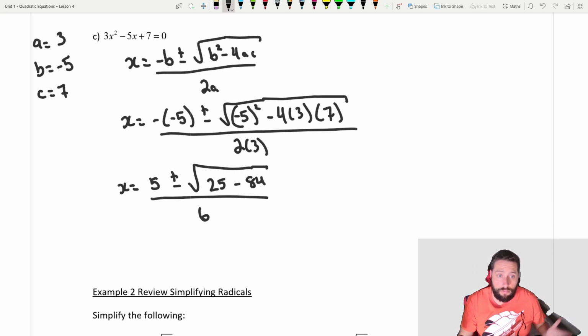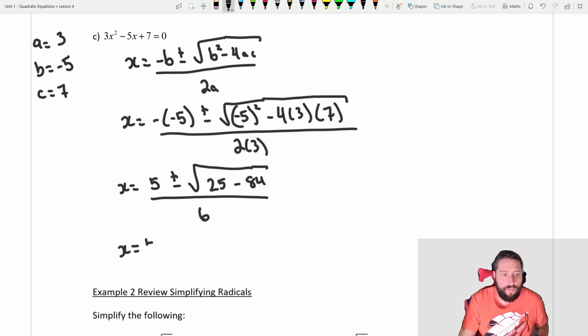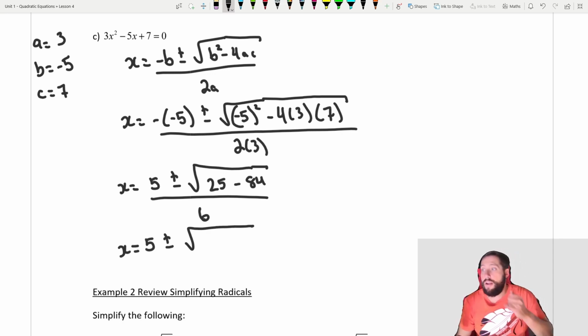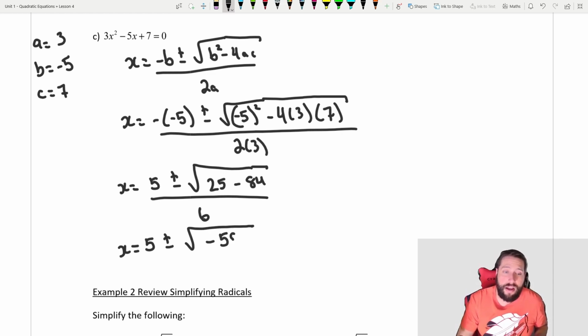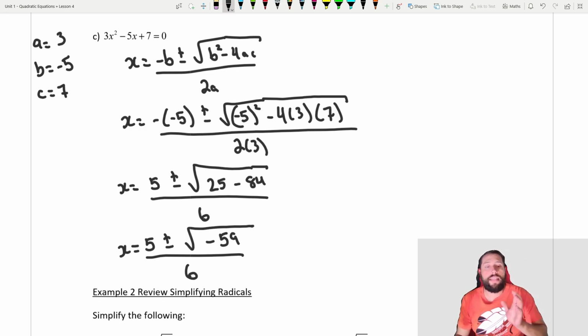So far, so good. Let's do the last operation inside the square root. So we have x is equal to 5 plus or minus the root of 25 minus 84. That should be negative 59. That's all over 6. Now, can you take a square root of a negative number?